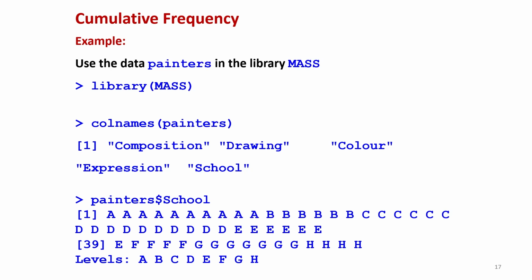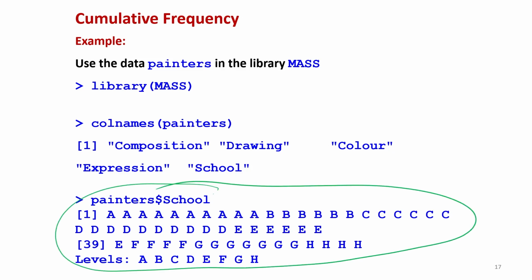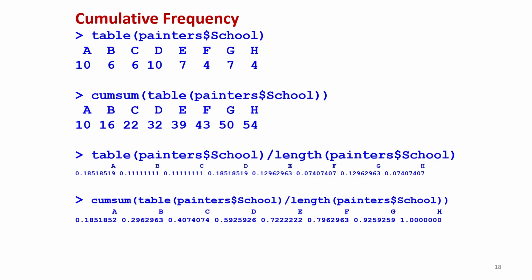Then we will proceed to the R software. Now you can see here this was our data set for the painters school variable. Now you try to find the absolute frequency by the command table(painters$school), and then we find the cumulative sum of this table command. You can see here that in category A there are 10 painters whose school was A.